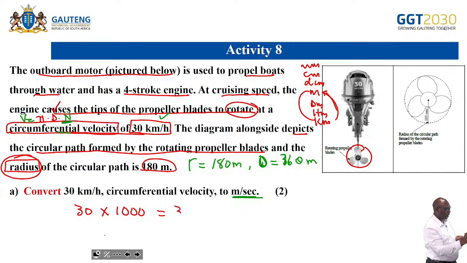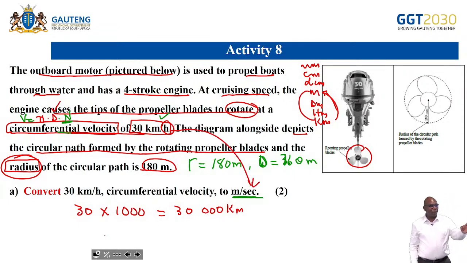So I'm going to have 30,000 kilometers. But remember it's with seconds. So remember I'm taking it from hours, I'm taking it to seconds. So how am I going to take my hours to seconds? Remember from seconds I go to minutes, and from minutes I go to hours. So now I've got my seconds. I'm having my hour, which is 1 hour.